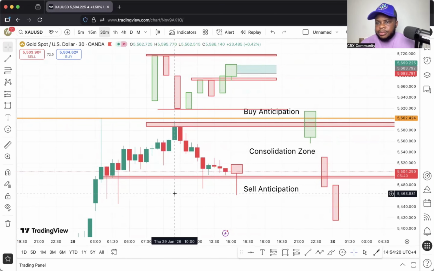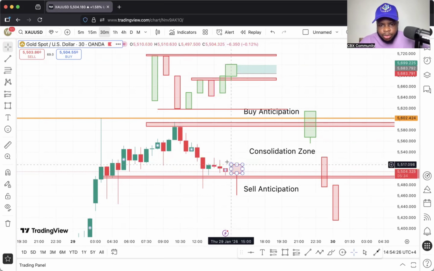So the best thing is just for us to wait. Let's see how this bearish candle wants to close.